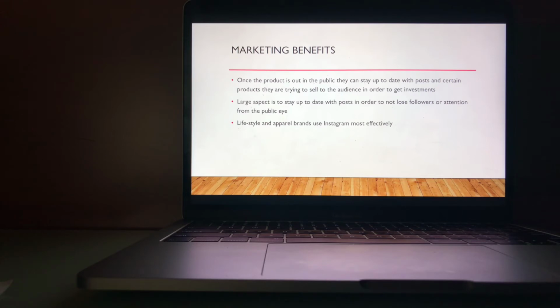So what I looked into was that the biggest aspect is for different industries to stay up to date in their posts in order to not lose followers or attention from the public eye. Meaning that since there is a ton of people on these different social media platforms, each industry, company, or anyone trying to promote a brand that they want, they have to keep up to date. And to make it, I would say, the easiest way to promote their brand to the people in order to not lose their attention.